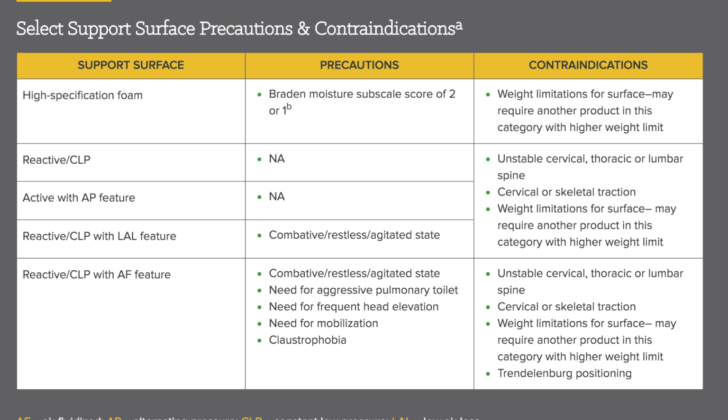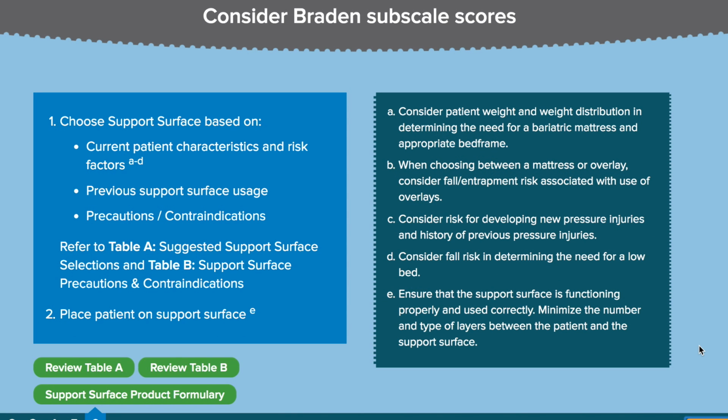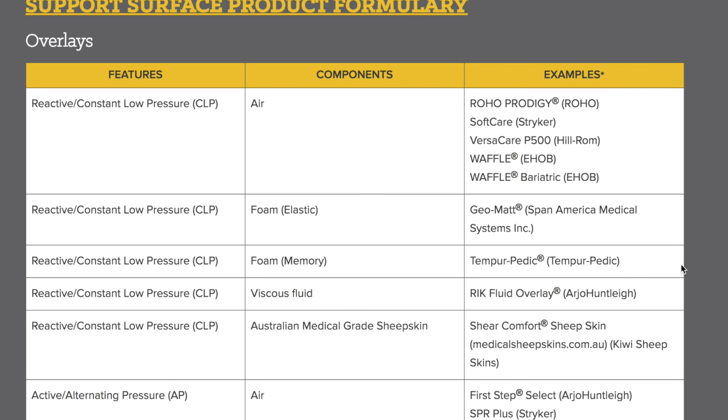Let's first close this box. The last table is a product formulary for support surfaces. It's not all-inclusive, but it has a nice sampling of the products available, so this tool can be used by hospital staff or by those who work in LTACs, skilled nursing facilities, and home health agencies. If we click on this table, we can skip over the overlays portion, since I mentioned we do not carry those here at Cone Health.